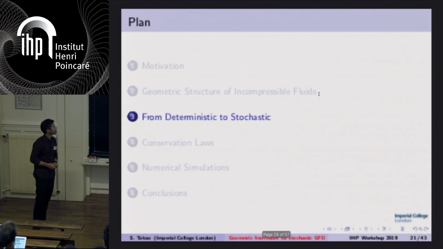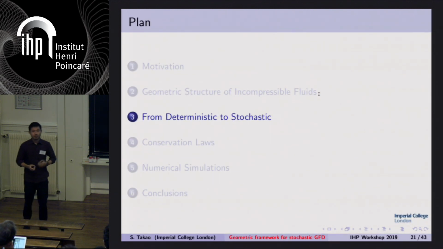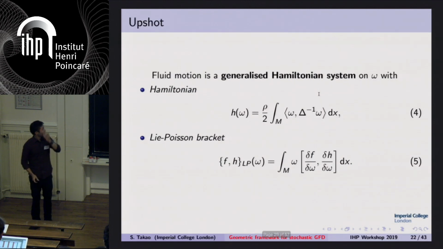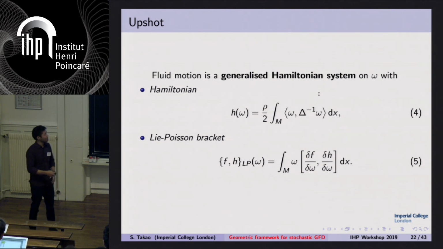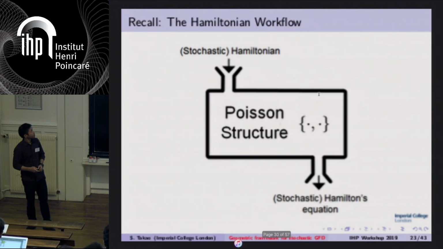Okay, right. So now that we have a Hamiltonian structure for fluids, I'd like to derive a stochastic equation based on this Hamiltonian structure. So, okay, I feel like I have lost some of you at this point, so I'd like to summarize what I've been talking about before. Basically the most important thing is that your fluid motion is a Hamiltonian system in a generalized sense, with the Hamiltonian given by the kinetic energy, and it's equipped with the Poisson bracket, which is the Lie-Poisson bracket here. So that's pretty much all you have to know at this moment.